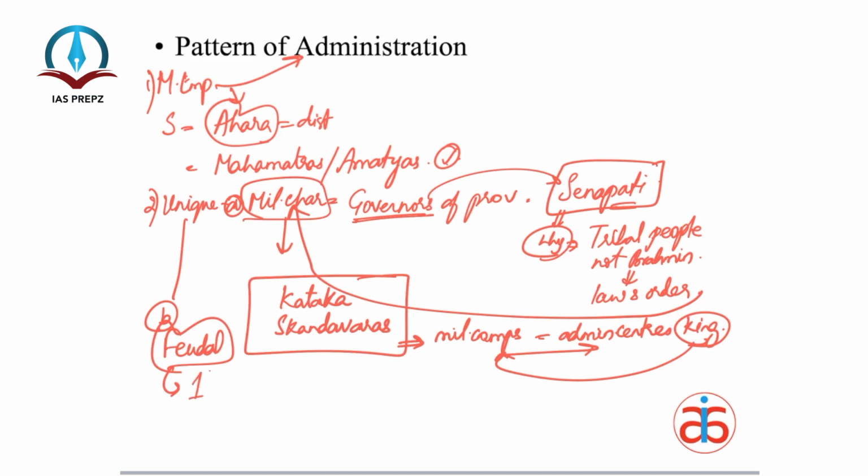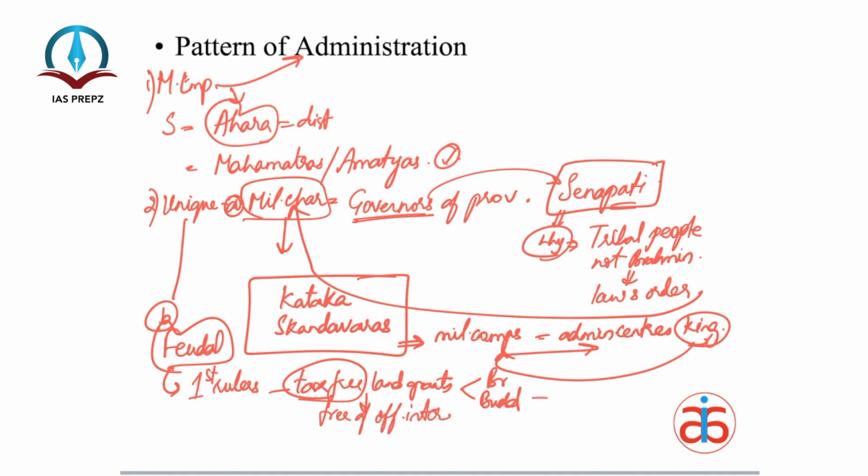That is, they were the first rulers who started granting tax-free land grants to both Brahmin priests as well as the Buddhist monks. And these lands were not only free of taxation but also free of official interference. That is, we find that these areas which are land grants acted as some kind of independent islands within the Shatavahana territory.